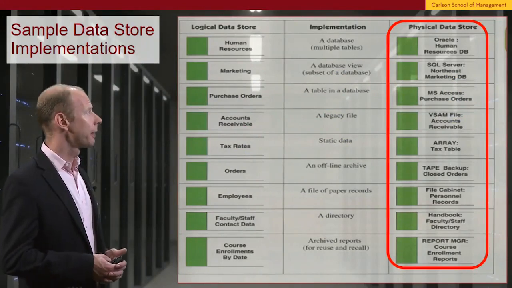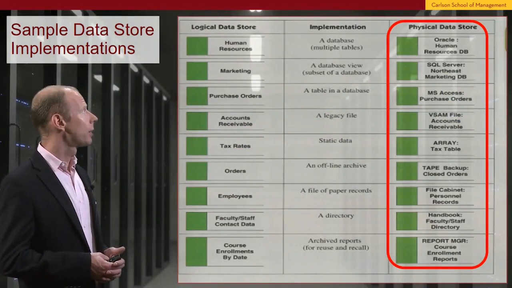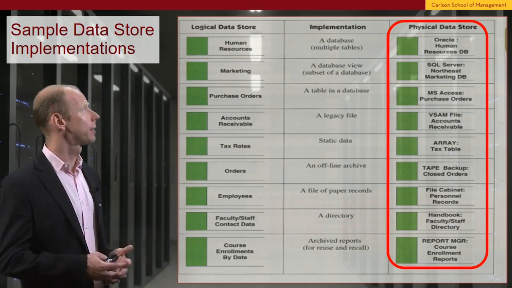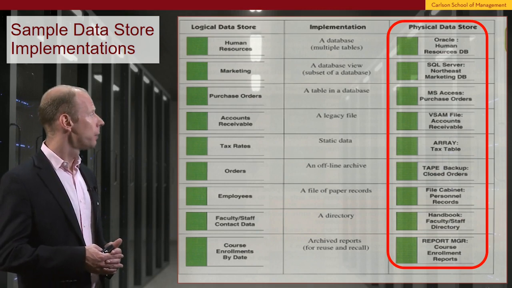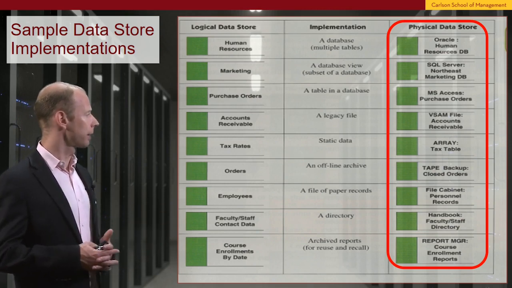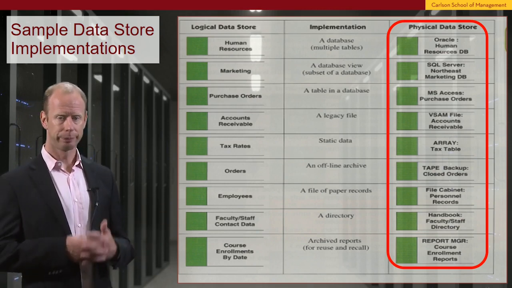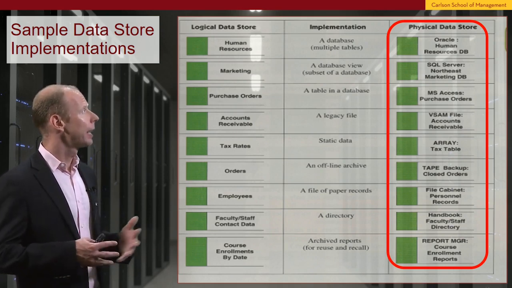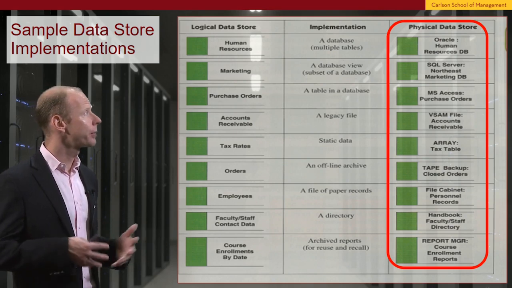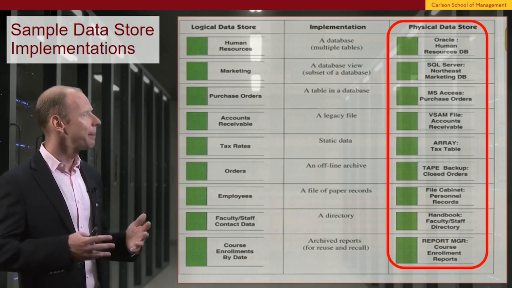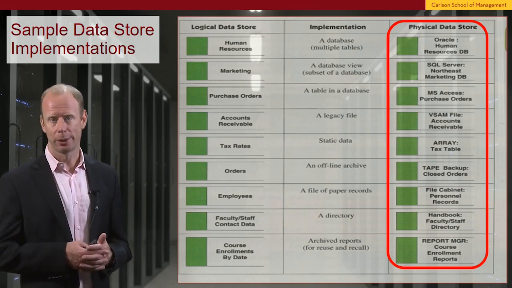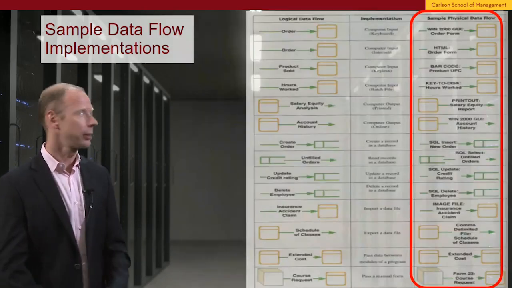Data stores have options as well. So on the left, you have examples of logical data stores, and on the right, you have examples of physical data stores. We typically don't include a specific technology with the logical data stores. Instead, we make that decision in the design phase. Here we have Oracle, SQL Server, Microsoft Access, tape backups, file cabinets. You can see that the array of options for physical data stores is almost endless.